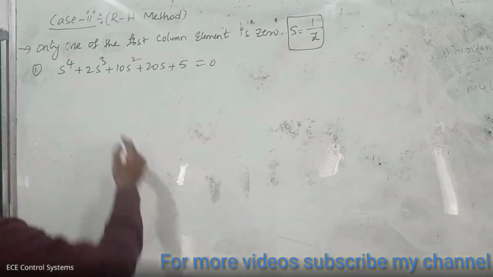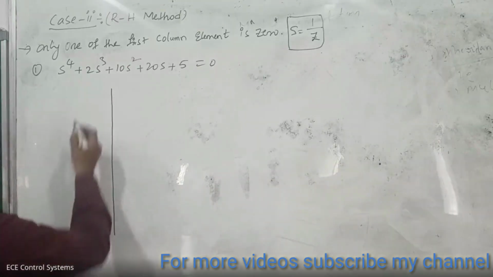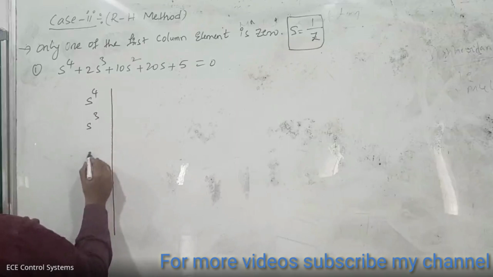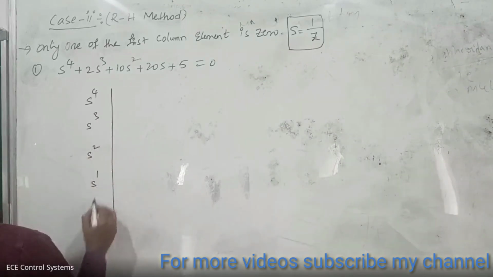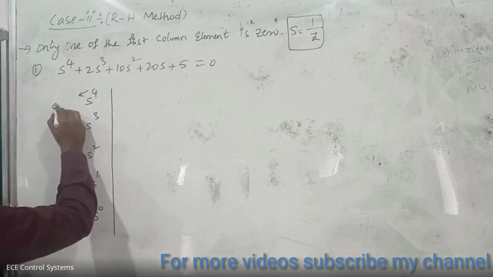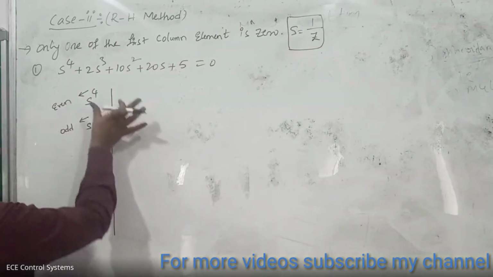First, we'll take the array. What is the highest power? The highest power is S power 4, then S power 3, S power 2, S power 1, and S power 0. These are called even powers, and these are odd powers. You have to write the even powers first.